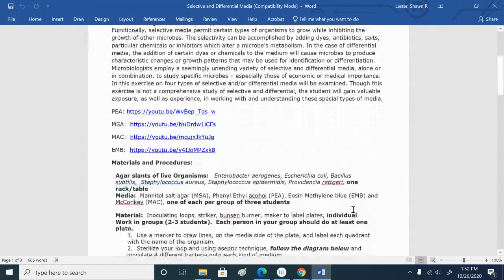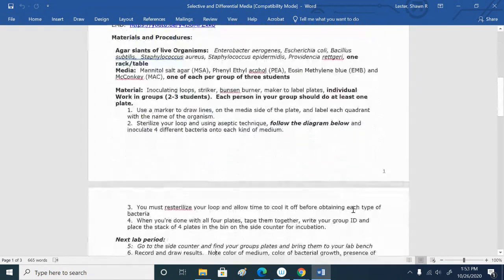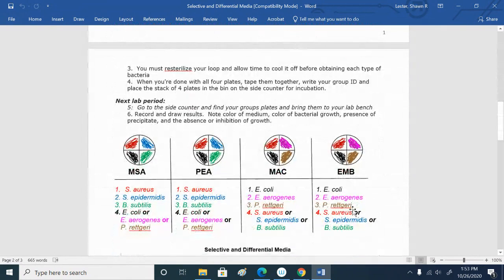So what we would have done in class is you guys would have worked in groups, and each group would have gotten one MSA, one PEA, one MAC, one EMB. And these plates are very colorful except for the PEA. PEA just looks like ordinary TSA. The MSA is a red plate. The MacConkey plate is a darker red, almost purplish red plate, and the EMB is purple.